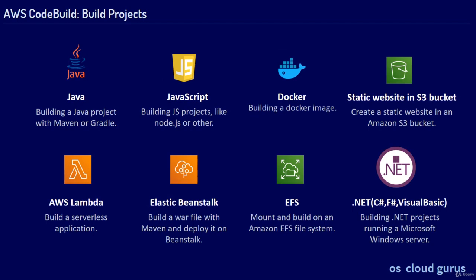With CodeBuild you can build all kinds of different software projects. Let's have a look at them. We are going to cover some of these in hands-on lessons. You can build Java projects with Maven or Gradle. You can build JavaScript projects, for example Node.js or other. You can also build Docker images. You can create a static HTML website for your S3 bucket. Of course, Lambda, build your serverless application with CodeBuild. You can also build a WAR file with Maven and deploy it to Elastic Beanstalk. And you can mount and build on an Amazon EFS file system. Also, you can build .NET projects for Microsoft Windows Server.